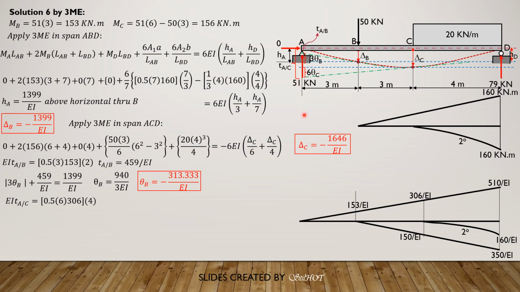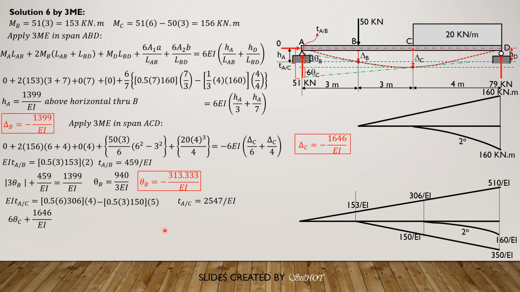The whole of this is the deviation of A relative to C. This is 6 theta C, and the remaining distance is delta C. So EI times the deviation of A relative to C is 1/2 of 6 times 306 over EI. The moment arm is 2/3 of 6, or 4. Then minus this area of this triangle. The moment of this triangle is 1/2 of 3 times 150. The moment arm is 2 plus 3, so 5. So 0.5 of 3 times 150 times 5.